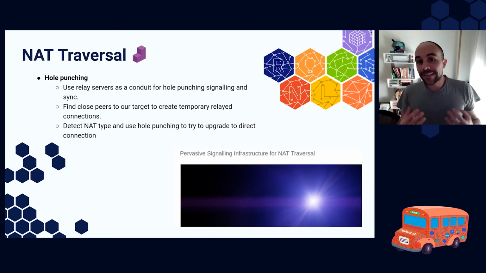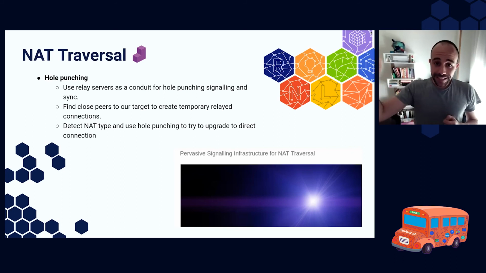We also detect the NAT that the other peer is running in order to know the specific hole punching protocol that we need to run. So we go to the relay, we check the NAT of the other peer, and we try to run a hole punching protocol in order to establish and upgrade a direct connection to the peer.